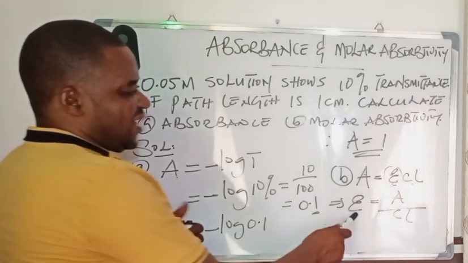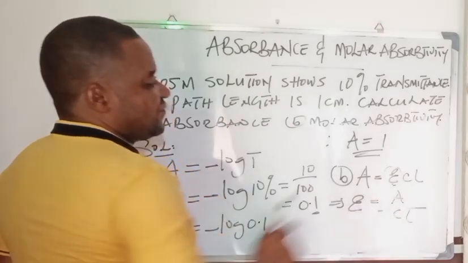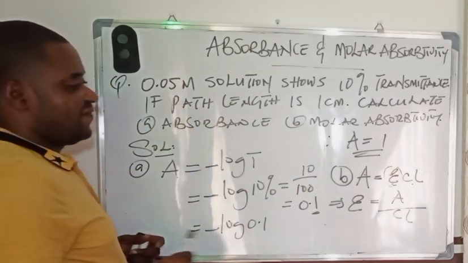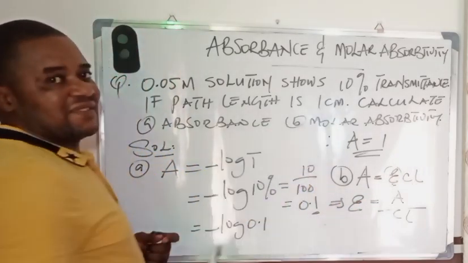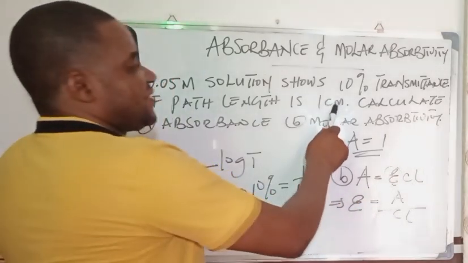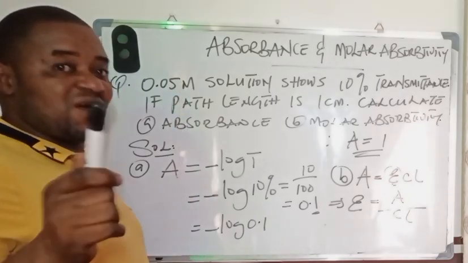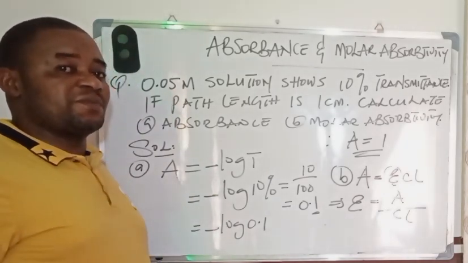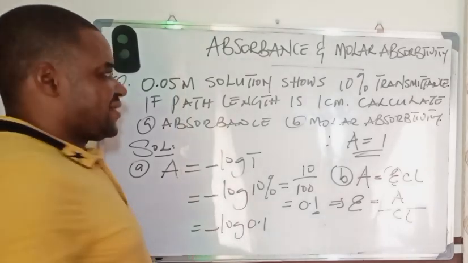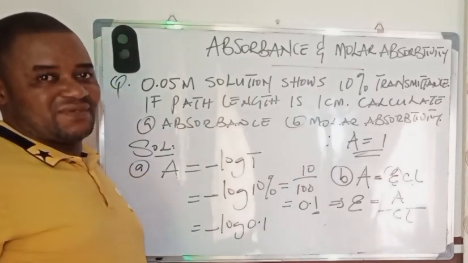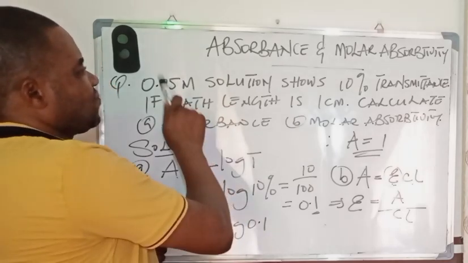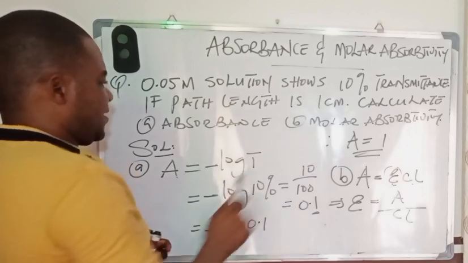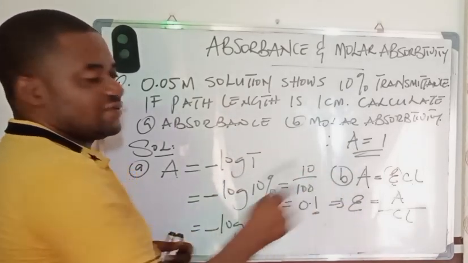Now for you to get the molar absorptivity, you already have the value of what? Absorbance, which is 1, concentration is 0.05, and then the path length is 1 centimeter. Should it not be in centimeter, you must convert it to centimeter. Remember what I said in our previous classes when we were talking about the principle of UV visible spectroscopy. But right now it is in centimeter, so that is good. We're going to substitute these values, 1, 2, and 3, into this equation.